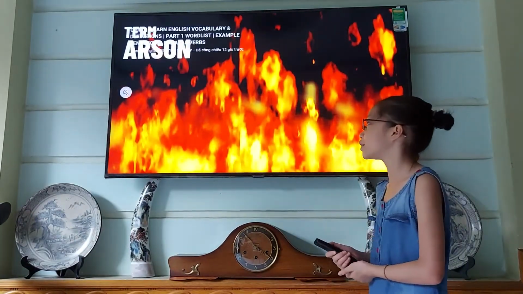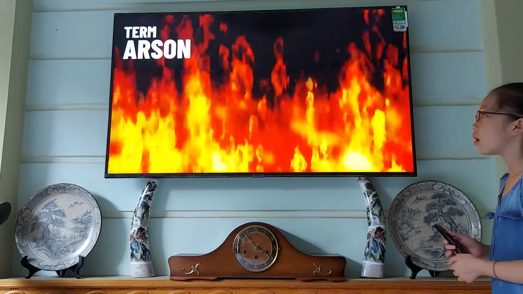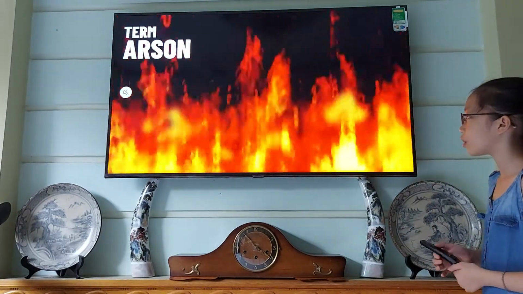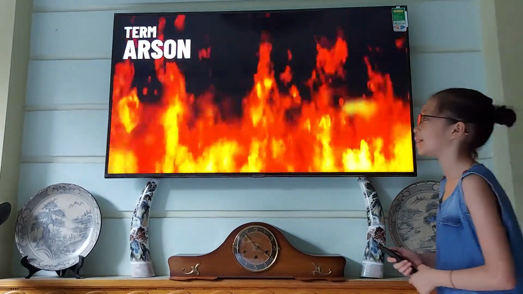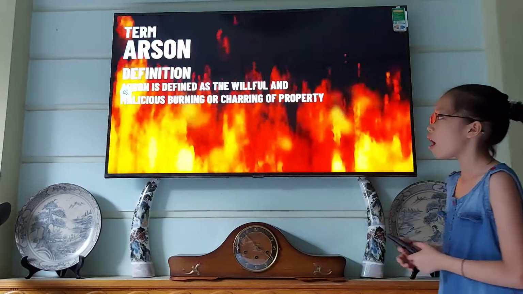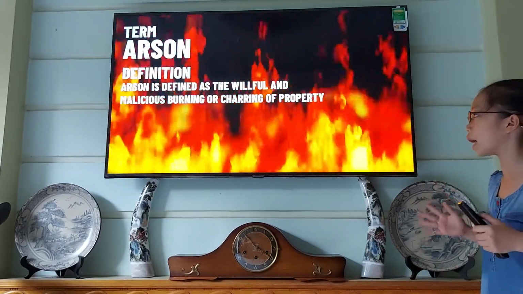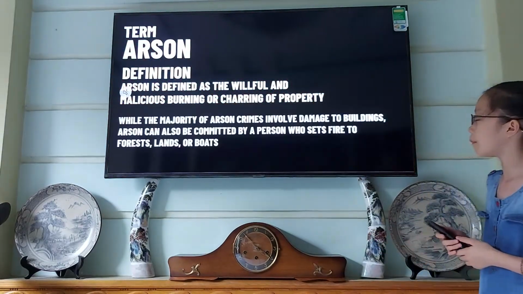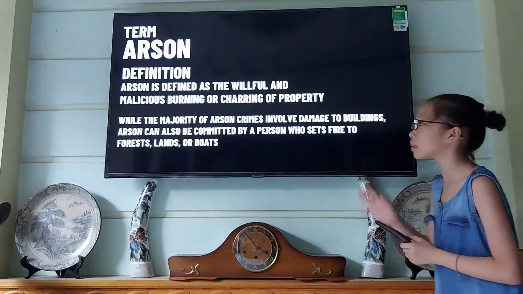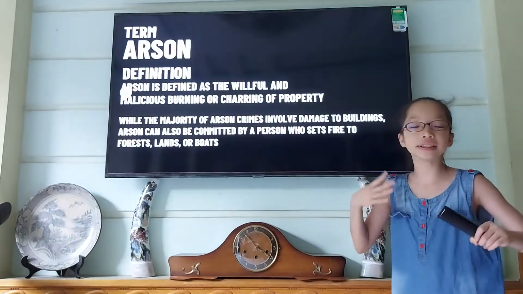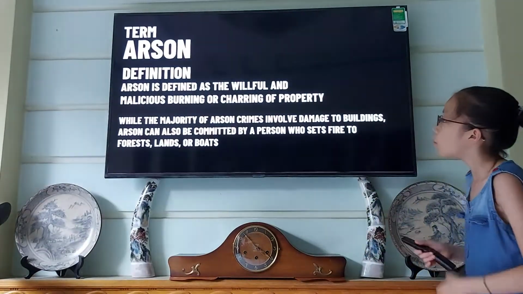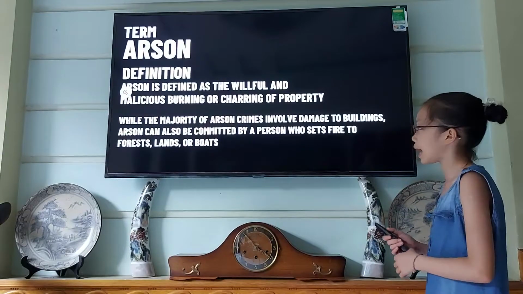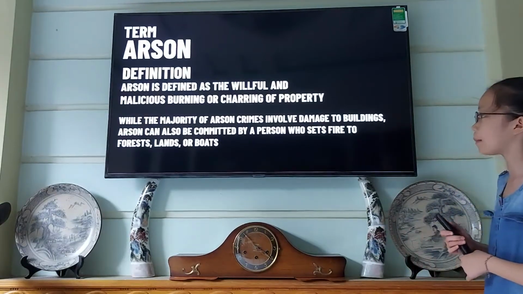So here's the next term, arson. Arson is our next term. Over here, we also have a definition for arson. Arson is defined as the wilful and malicious burning or charring of property. So take a close look at it. Do you understand what arson is? It's defined as the wilful and malicious burning or charring of property.